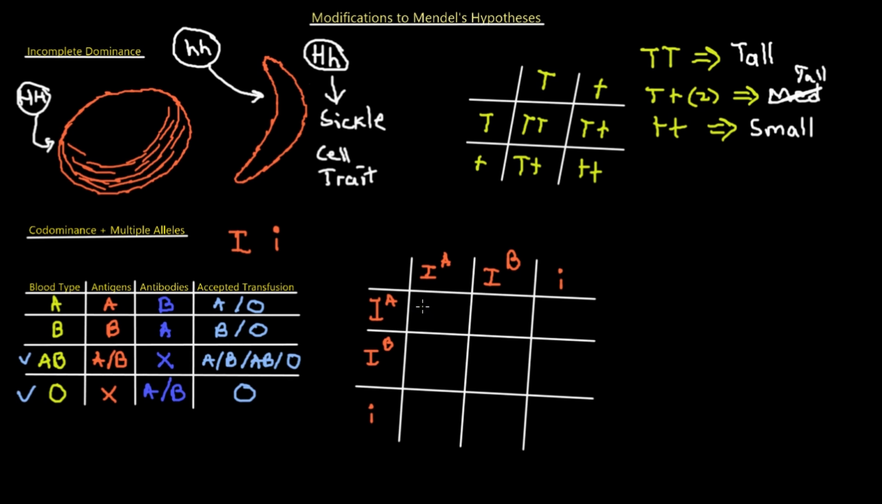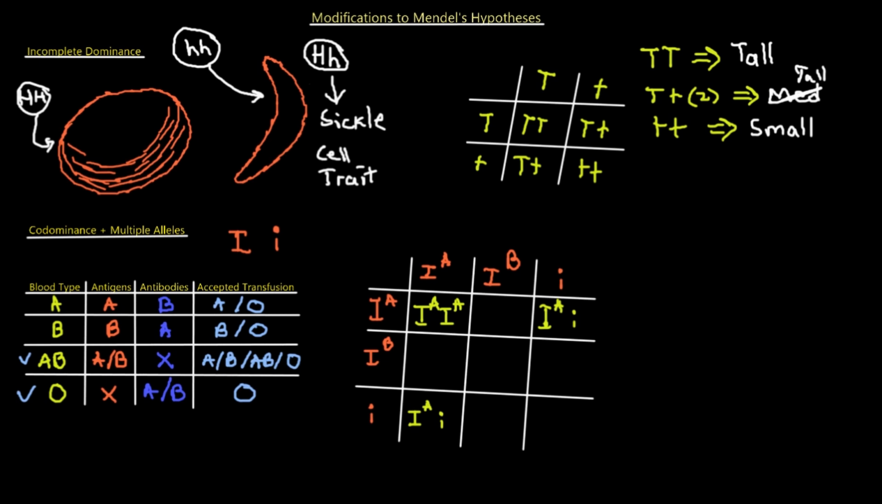So here we're going to have I, uppercase I, A. So this is going to be dominant. Now, if we're looking at this one, I, A, and the recessive, this is still going to be blood type A. And of course here we got IA and the recessive. So these three are going to be the genotypes for blood type A.